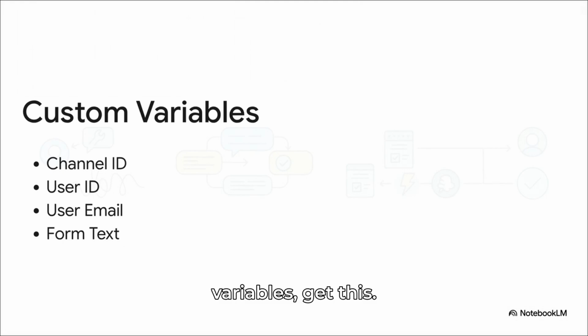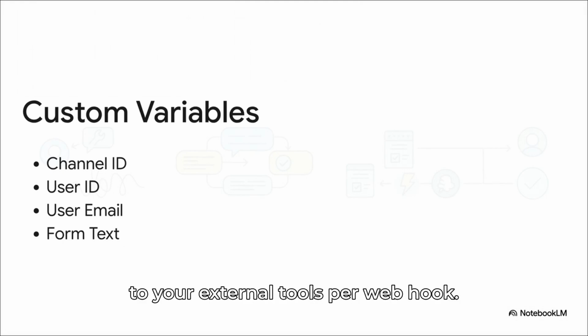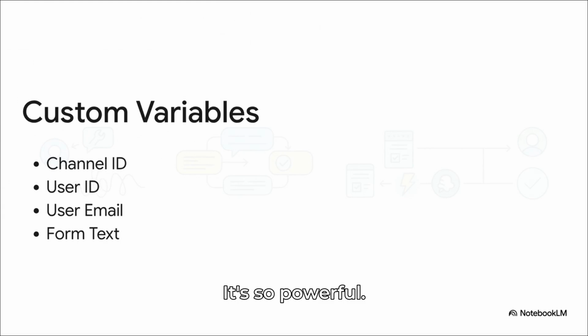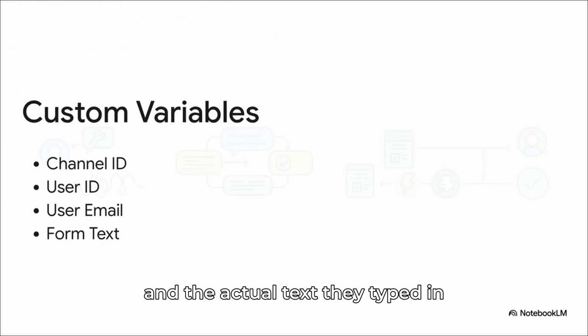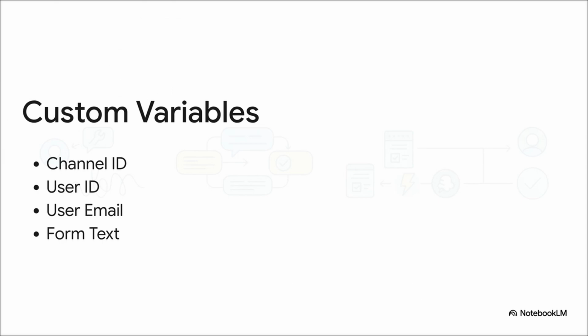And speaking of those variables, get this. You can pass up to 20 custom variables to your external tools per webhook. It's so powerful. The workflow dynamically pulls the user's specific form answers like the channel ID, their user ID, their email address, and the actual text they typed in for urgency and description, and it automatically packages all of that perfectly into the webhook payload.